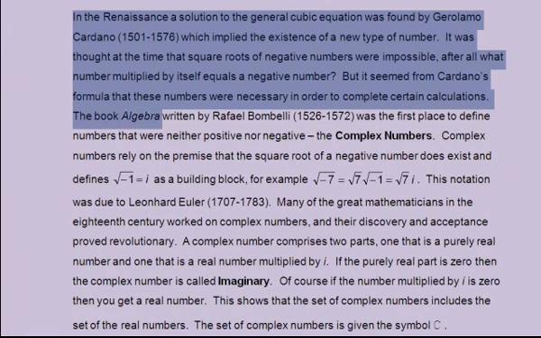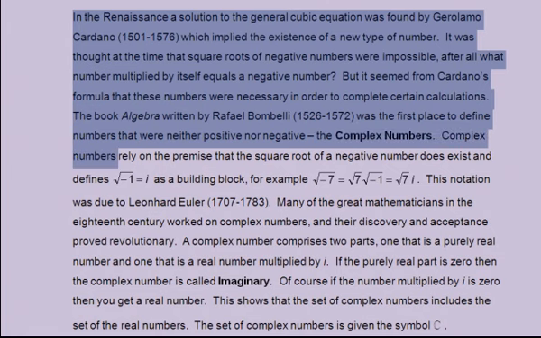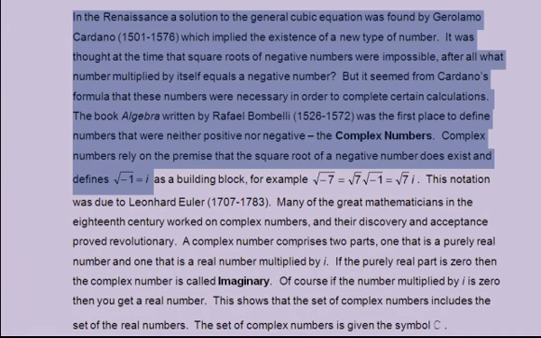The book Algebra, written by Raphael Bombelli, 1526 to 1572, was the first place to define numbers that were neither positive nor negative, the complex numbers. Complex numbers rely on the premise that the square root of a negative number does exist, and define the square root of minus 1 to equal i as a building block.